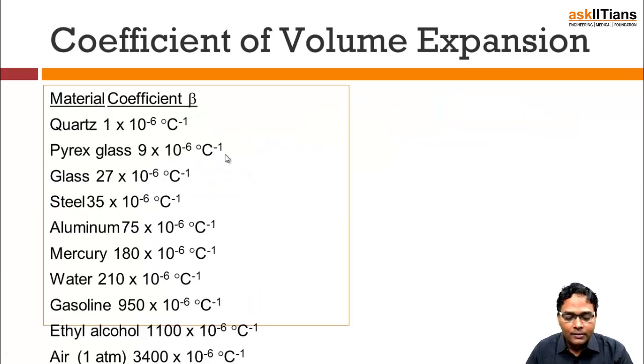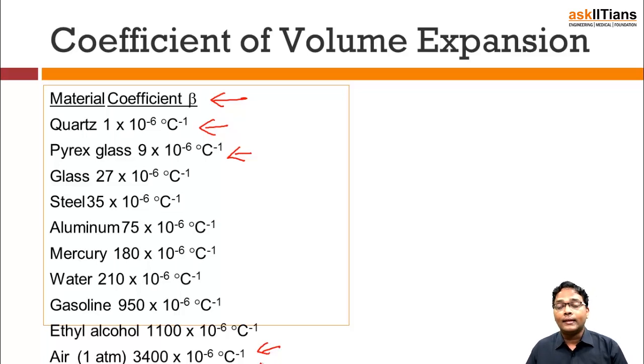So these are some values of beta, just for your information. Quartz has 1 into 10 to the minus 6, Pyrex has 9 into 10 to the minus 6, and so on. And air has something like 3400 into 10 to the minus 6. So it can expand so much, right?